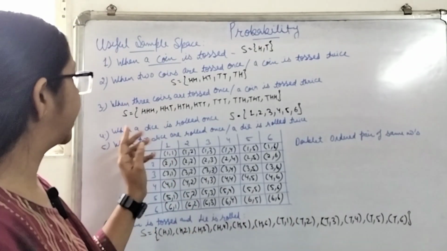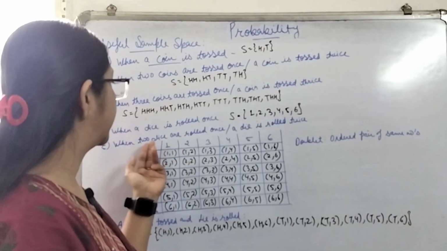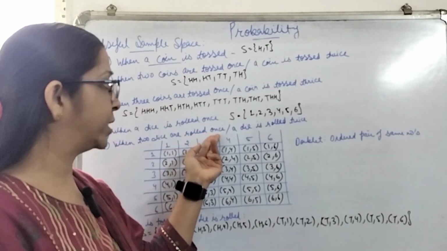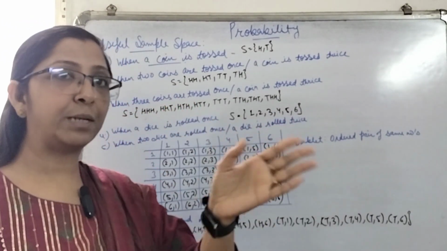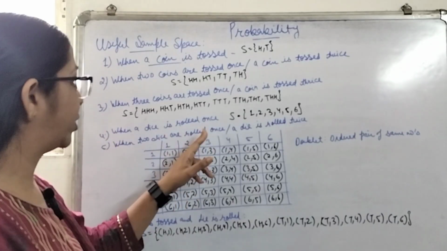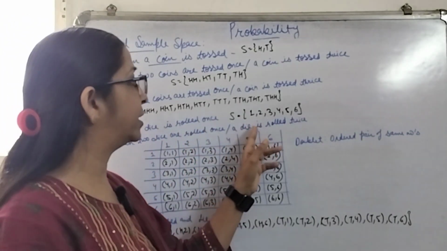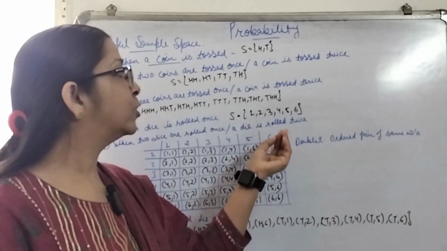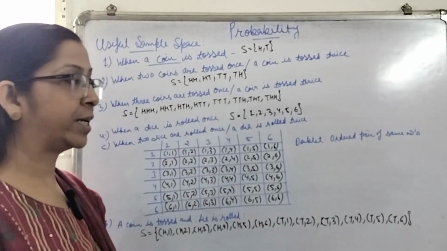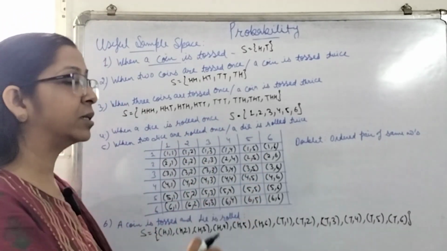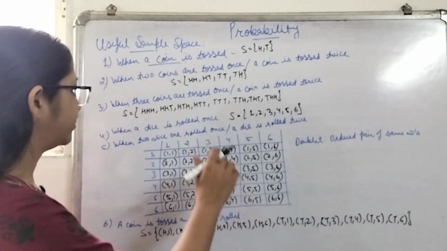Now instead of 1 dice, we are rolling 2 dice. Either we are rolling 2 dice once, or a die we are rolling twice. Either we have taken 2 separate dice and we are rolling them once, or we have taken a die and we are rolling that die twice. In this condition, what could be the sample space? So see over here, there could be 36 possibilities.